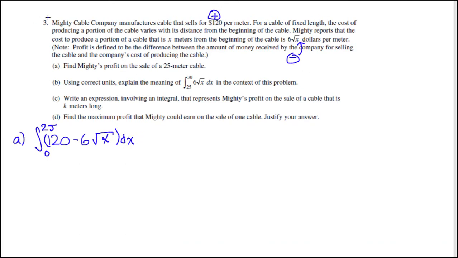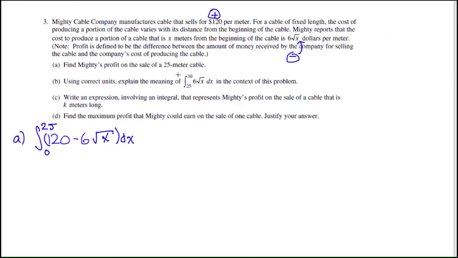And this is number 3, so if it's number 3, that means it's not 1 or 2, which means you don't have a calculator. And I don't know if I put that up here, I did not. You don't have a calculator. So for this one, we have to do this by hand. I'm going to take the antiderivative of 120, which is 120x.